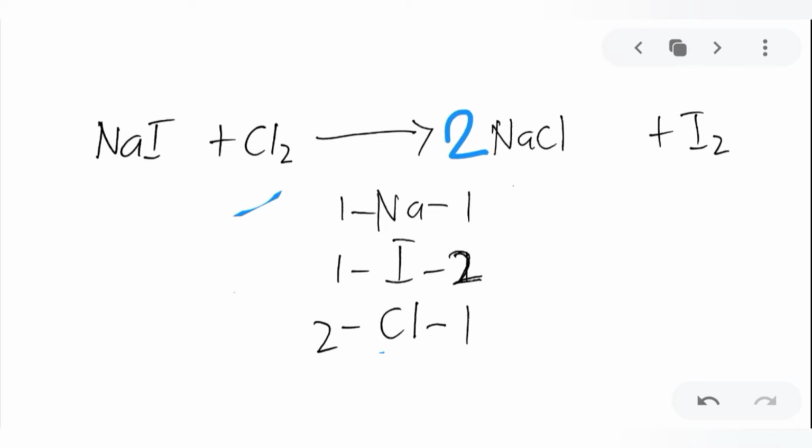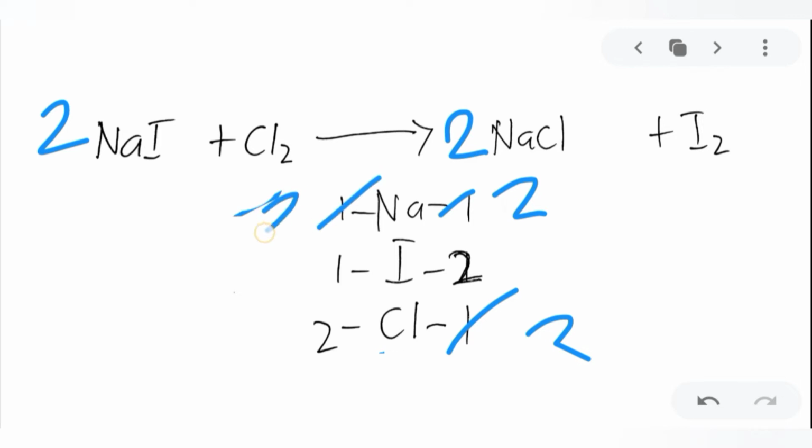So, let us check if they are already balanced. On the product side, we now have 2 pieces of sodium. And then for iodine, 2 pieces of that. For chlorine, 2 pieces of that. So, as you can see, it is not yet balanced. So, I guess we have to add 2 here. So, you will now have on the reactant side 2 pieces of sodium, and then 2 pieces of iodine. So, as you can see, this is now a balanced equation.